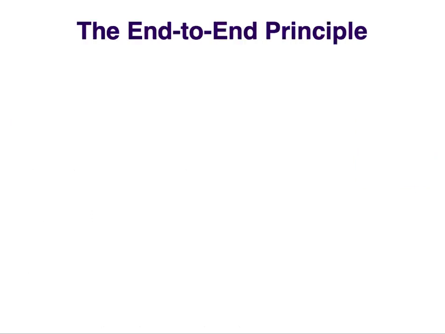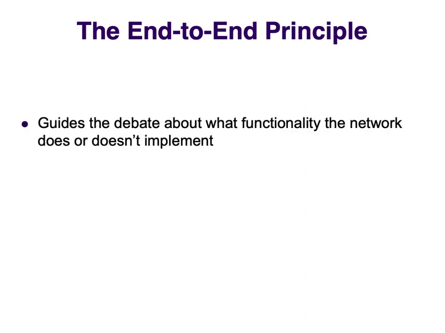So what does the end-to-end principle mean? It's a guideline. It's not a rule. You don't have to follow the end-to-end principle. But it's a guideline that guides the debate about what functionality gets implemented where in any distributed system. So it's actually a fairly general rule or general guideline for how you should be partitioning and assigning tasks to different pieces in a distributed system.